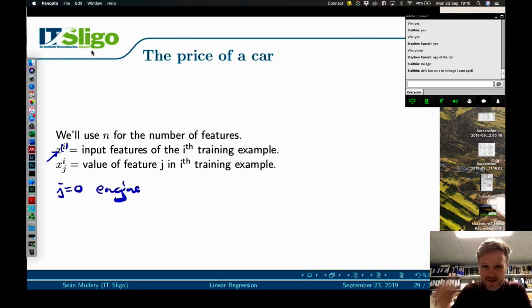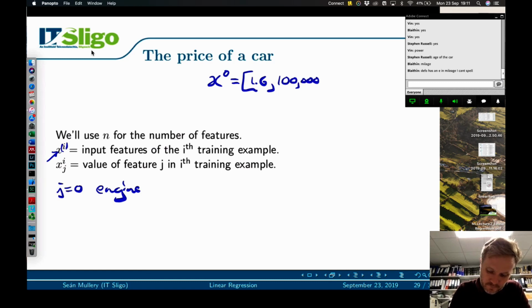So the idea here is that if we wrote down for a particular sample of a car, which we call x, let's call this x0, and we might have some of the following piece of information. We might have the size of the engine. It might be a 1.6 litre engine. Mileage, it might have 100,000 miles on it. Miles per gallon, let's say 30 miles to the gallon.